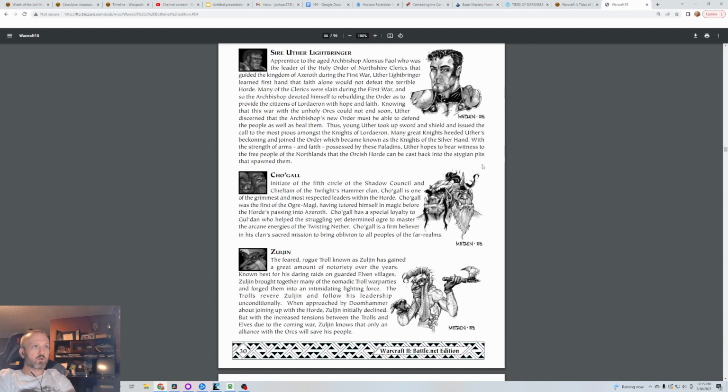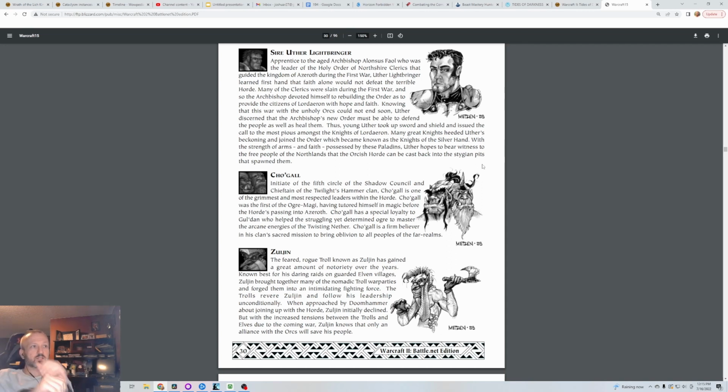In the first war, he learned that you can't just be a priest to win because they obviously lost. So the Archbishop has devoted himself to rebuilding the order to make their church stronger. And Uther says they have to not just be able to be priests, they've got to be able to defend them. So he starts this order. It sounds like he's a big part of starting the Paladin Order, which we'll get to in one of our soon to be episodes of Chronicles. So they form the Knights of the Silver Hand, and he meshes the knighthood with the priesthood. And that's why there's no priests in this game.